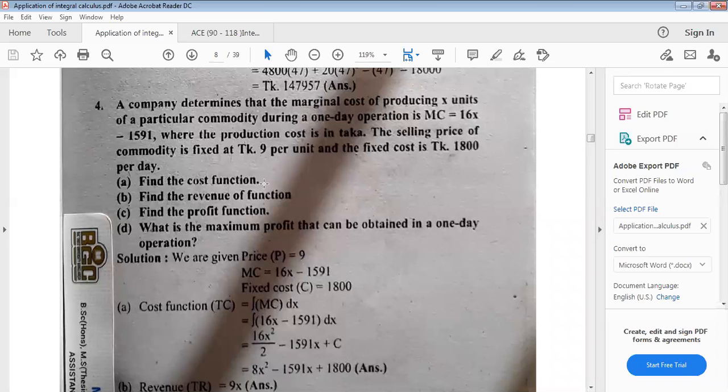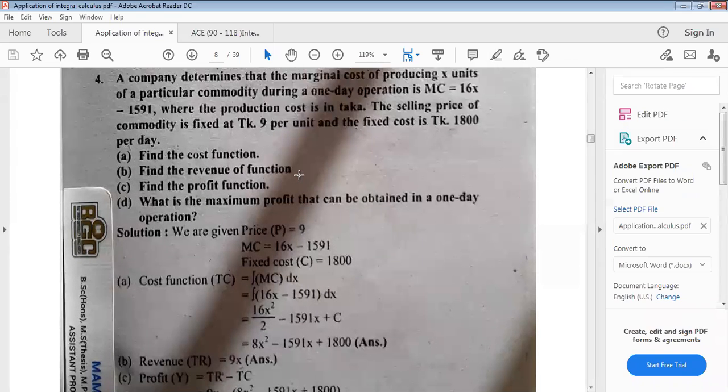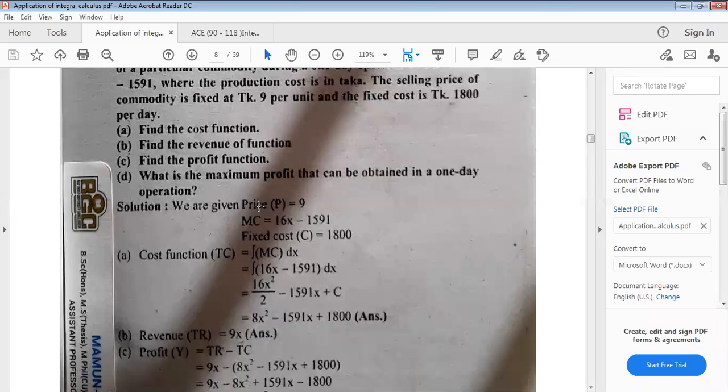So we have to find out these four conditions. First of all, find the cost function. Secondly, find the revenue function. Thirdly, find the profit function P. Fourthly, what is the maximum profit that can be obtained in a one-day operation? So how can we solve this business problem? This is an application of integral calculus. First of all, we are given price per unit, taka 9. P equals 9. Understand?